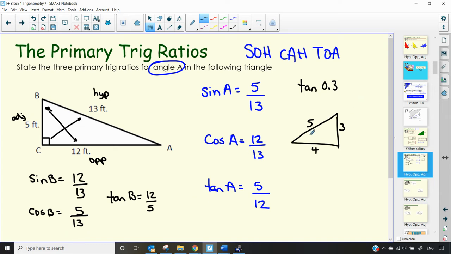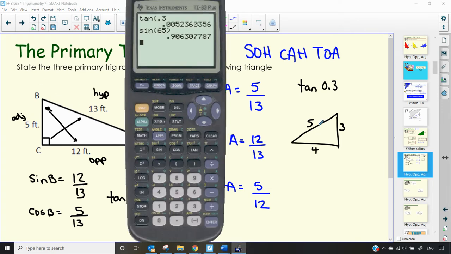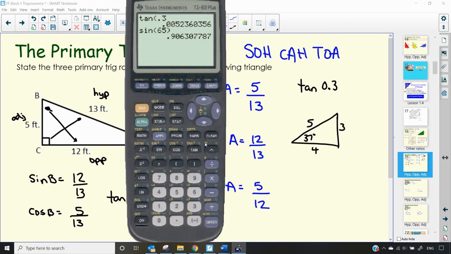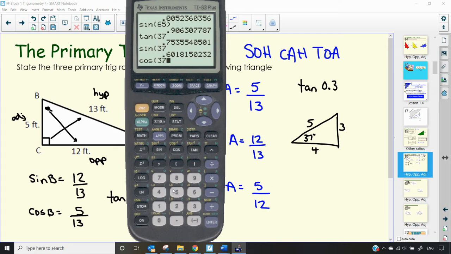Let's say this is about 30. Let's say if I went tan of 37. So let's say that I had measured this and I knew that this was about 37 degrees. Well, tan of 37 degrees would be 0.75, which is about 3 over 4. If I wanted to do opposite over hypotenuse, so that would be sine. So sine of 37 degrees would be about 0.6, which is what 3 over 5 is. If I wanted to do cosine of 37 degrees, I should get about 0.8, and I do.